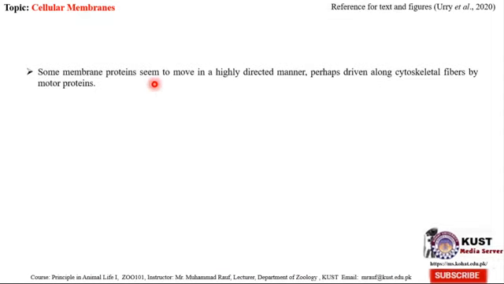Some membrane proteins seem to move in a slight, highly directed manner, perhaps driven along cytoskeletal fibers by motor proteins. So some of the proteins embedded in the plasma membrane show a higher degree of mobility because they are associated with the cytoskeletal fibers by motor proteins.